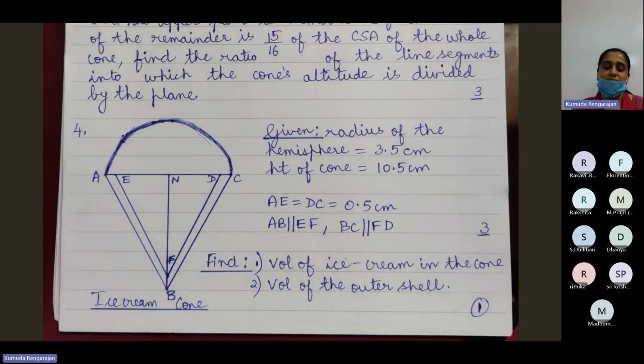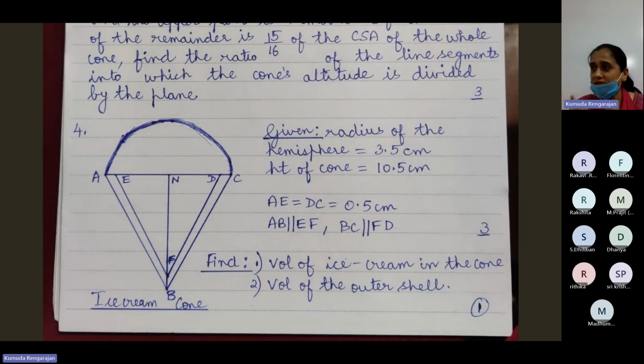That's what you have to find. So you need to find what are the three things you see here? One small cone, that is the inner cone. Please listen. The three things we see here are the inner cone, the small cone, the outer cone, the bigger cone, and the hemisphere. Now, what are we looking for?